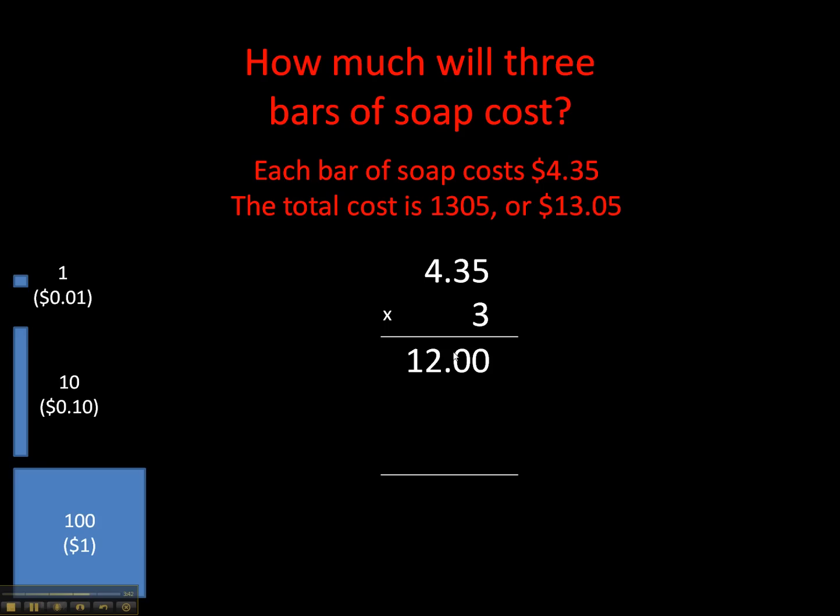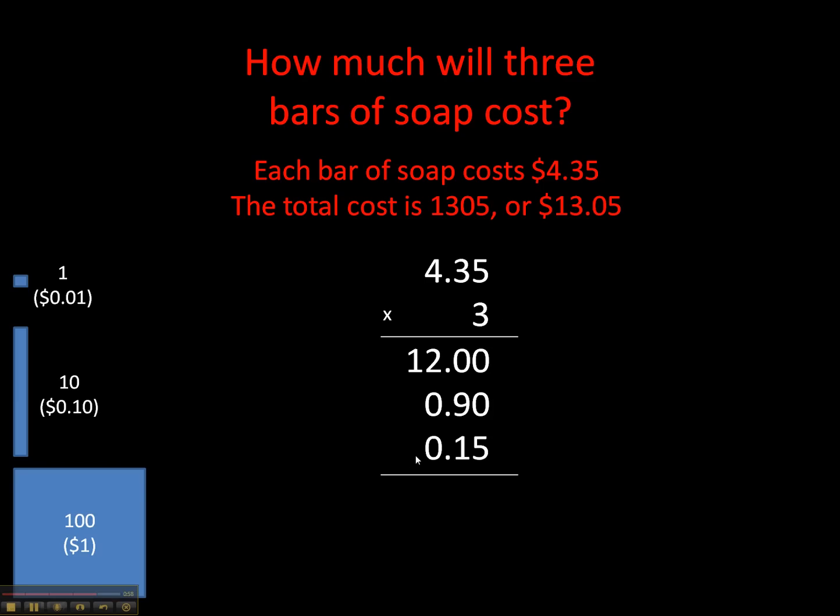Here's the other way of doing it. So we're going to write it, we keep the decimal in there, and we're going to multiply the numbers backwards. So 3 times 4 equals 12. We're just going to ignore the 35 for now. 3 times 3 equals 90 cents. Got to keep that decimal there. And then 3 times 5 equals 15 cents.